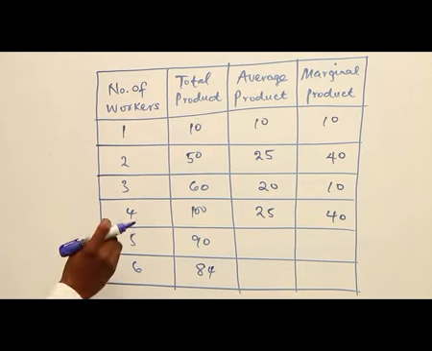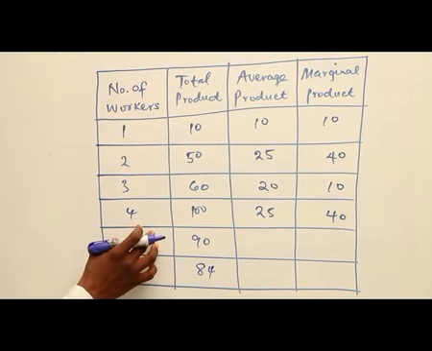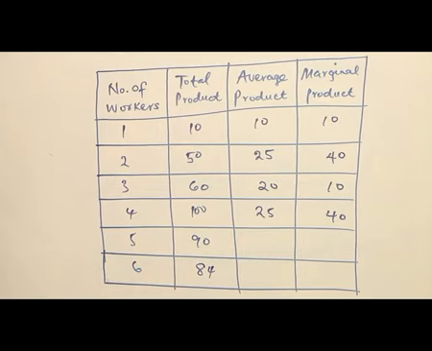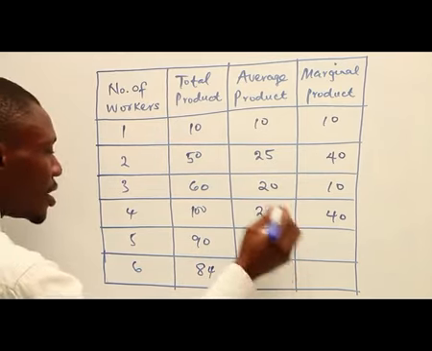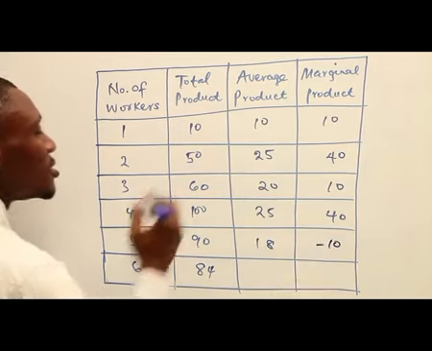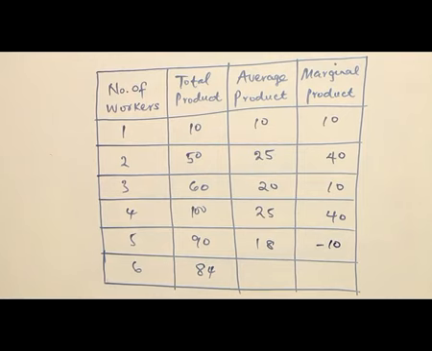So, meaning that when 5 workers were used towards a particular production of a good, 90 happens to be the total product. What is going to be the average product? We divide 90 by 5. Here we have 18. What is the change? It's going to be minus 10, because there's a decrease in total product from 100 to 90.